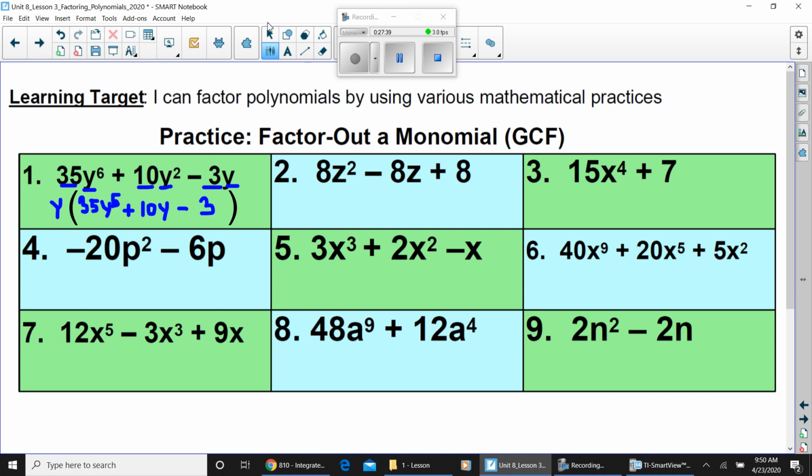Let's go over here now and start number 2. Go ahead and set up the parentheses and get the greatest common factor, and then we'll come back and do it together. All right, just do that part. Press pause now.